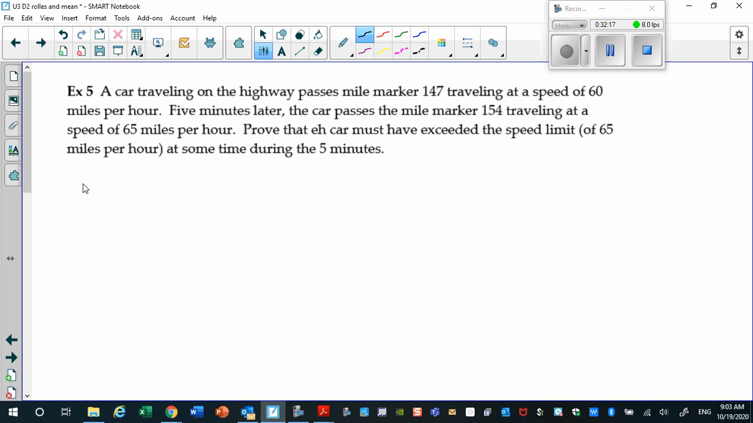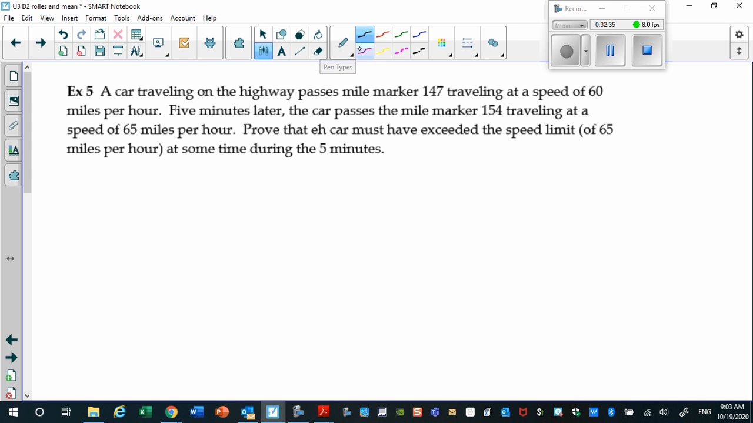A car traveling on the highway passes mile marker 147, traveling at a speed of 60 miles per hour. 5 minutes later, the car passes mile marker 154, traveling 65. Prove that the car must have exceeded the speed limit of 65 miles per hour at some time during the 5 minutes. So here's what we need to know.